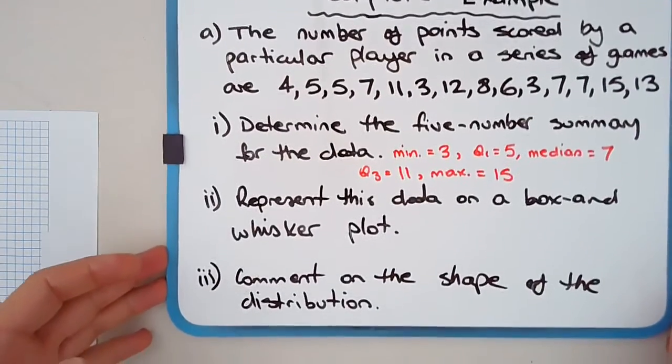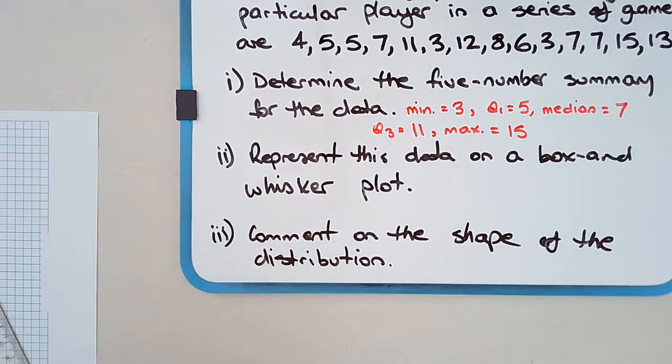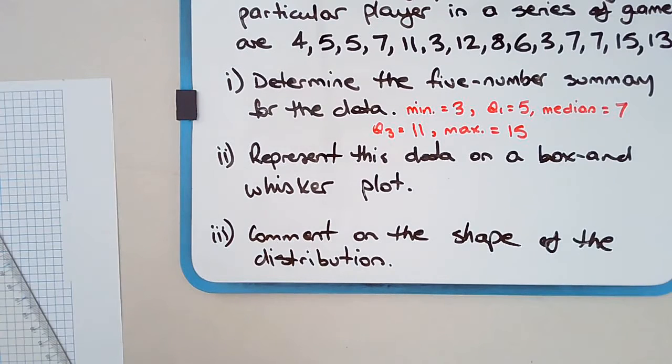All right, so that's the 5-number summary. Now we need to think about an appropriate scale. Remember that we have to draw box and whisker plots to scale.